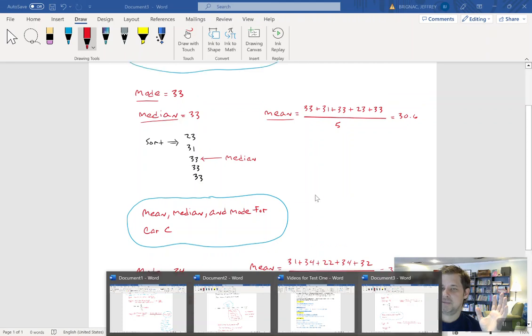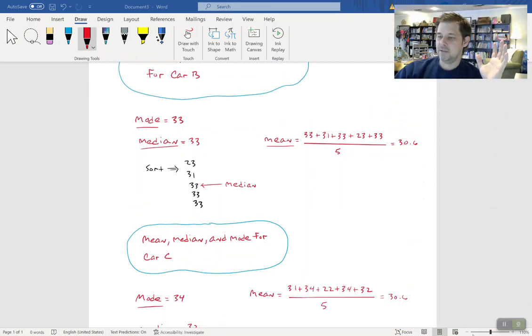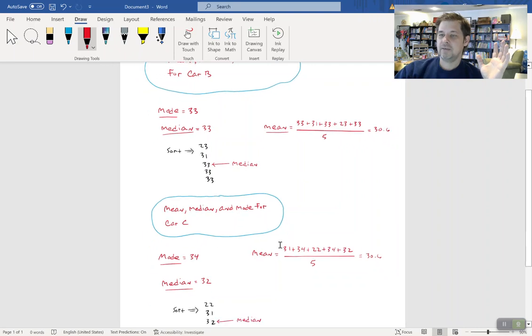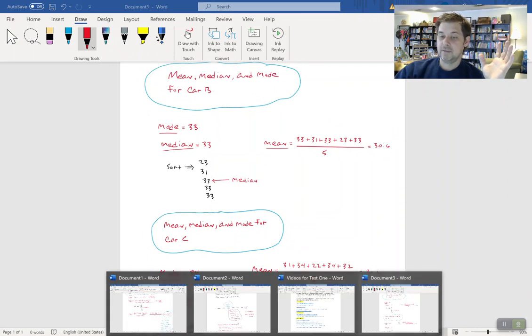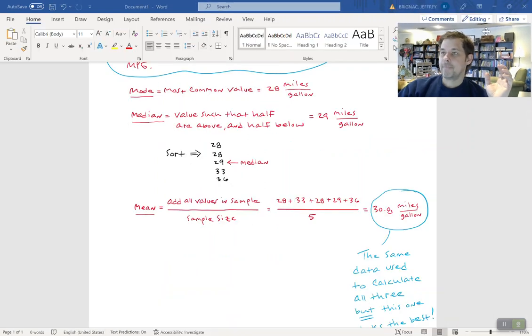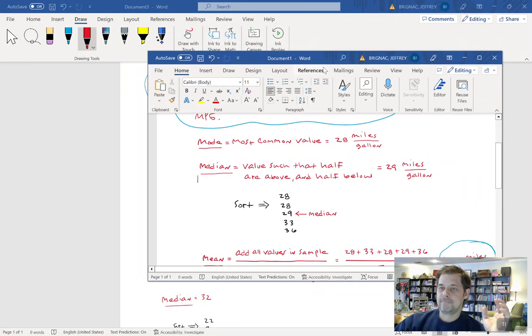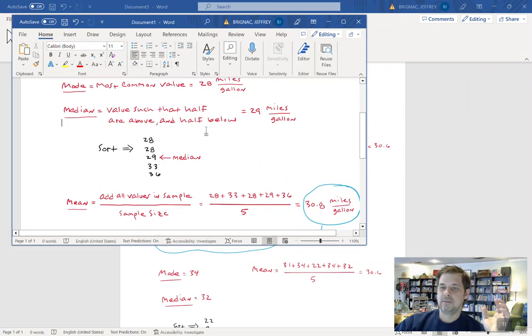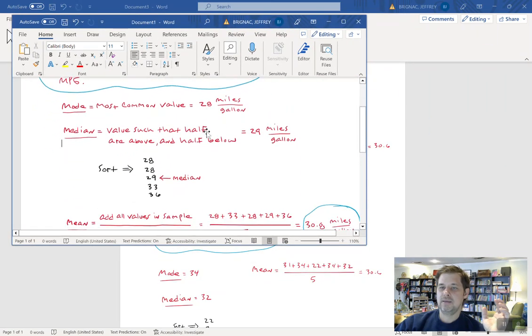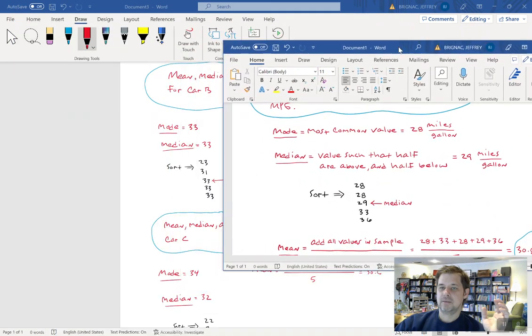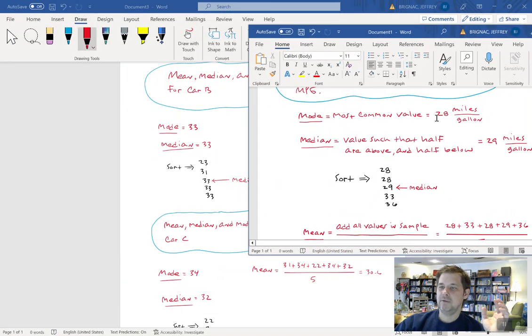Okay, here's all my numbers. Let me see if I can fit them all on here together. Here's the comparison that we want to make. So here's car A, and it has a mode of 28, but that doesn't come anywhere close to beating the mode of 33 for car B. It's got a median of 29, but that doesn't come anywhere close to beating the median of 33 for car B or for car C.